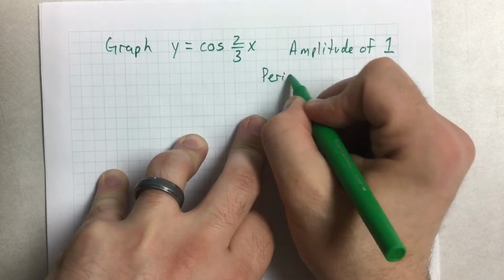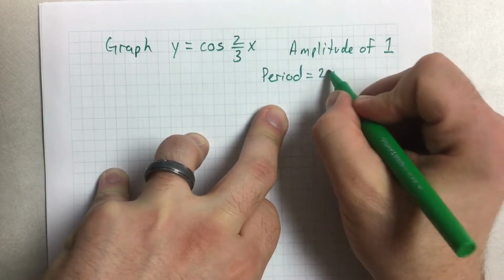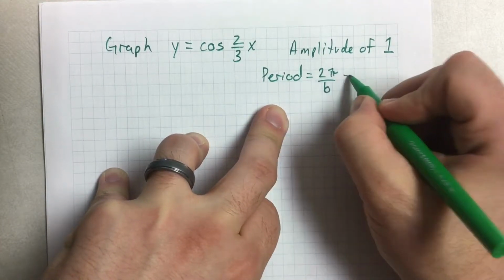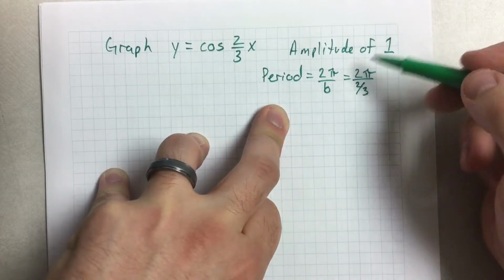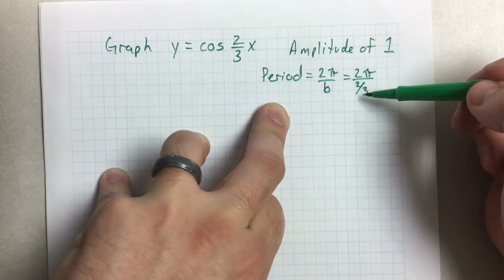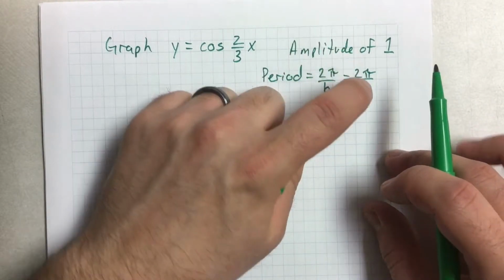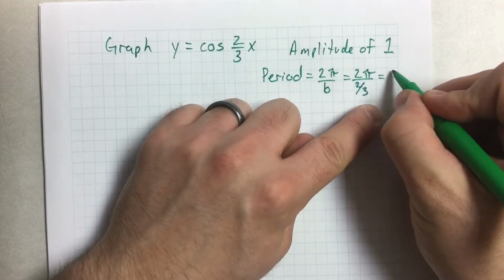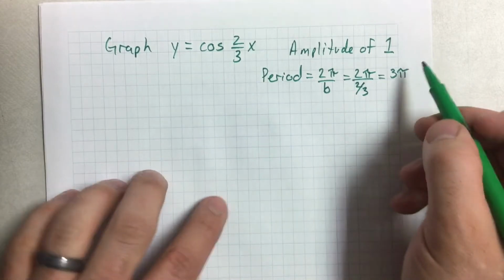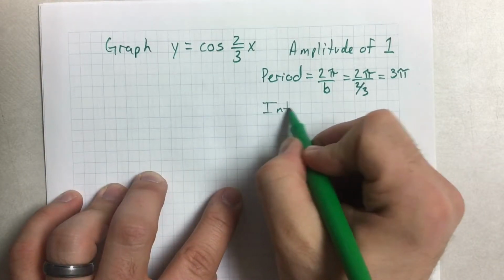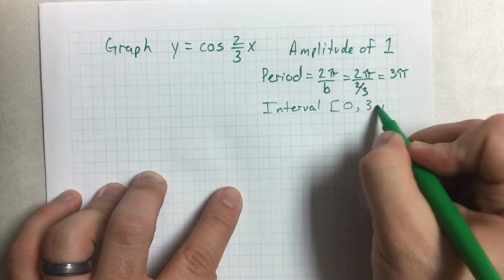Period. So our b is 2/3, and 2 pi over b is 2 pi over 2/3. So when I divide by 2/3, it's actually multiplying by 3/2, which makes it 6 pi over 2, which makes it 3 pi. Ooh, so we have a stretch here. So our interval is from 0 to 3 pi.